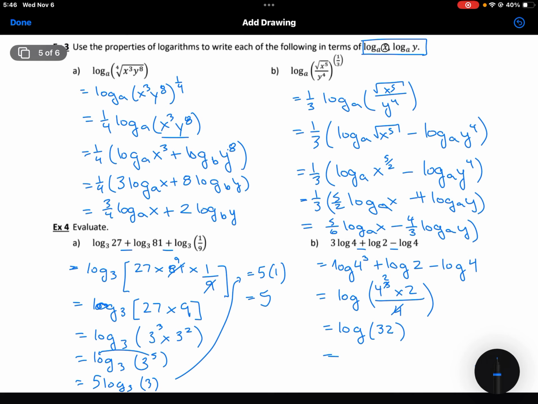And this is one that I could evaluate on my calculator because that's not a nice base. And I should get 1.5051. Hopefully that helps to understand some of the steps in the properties of logarithms.